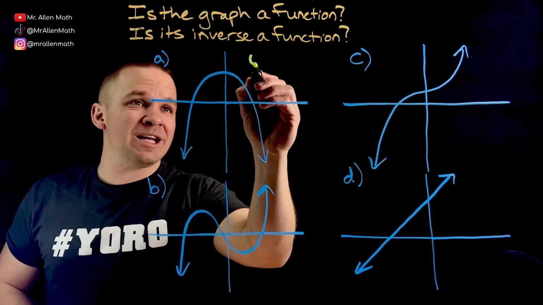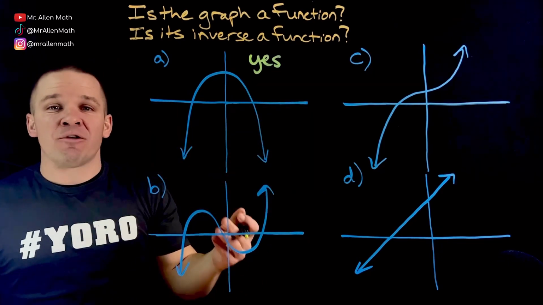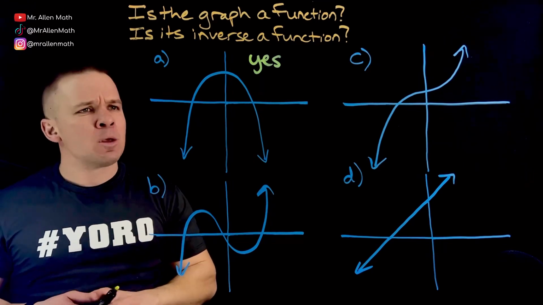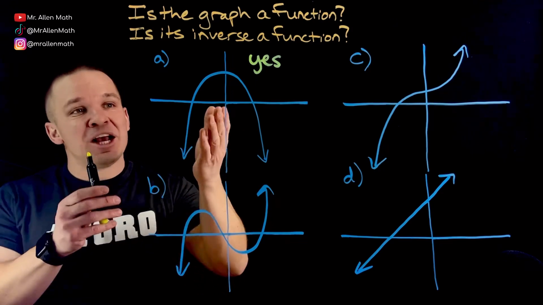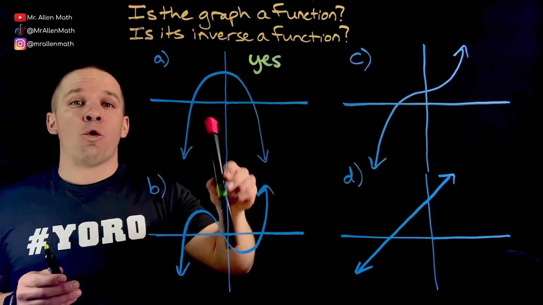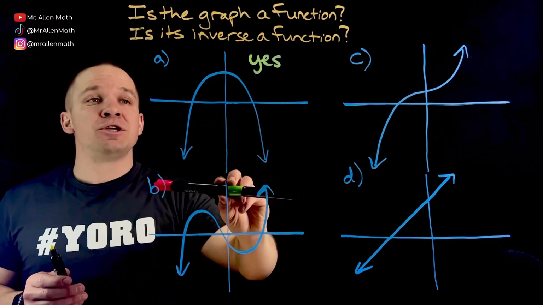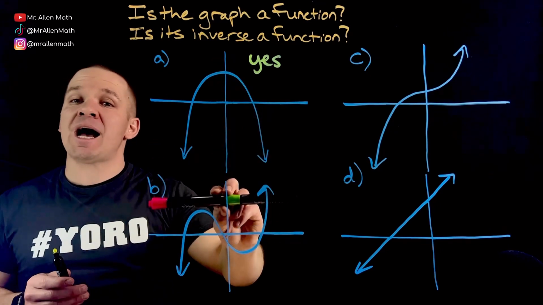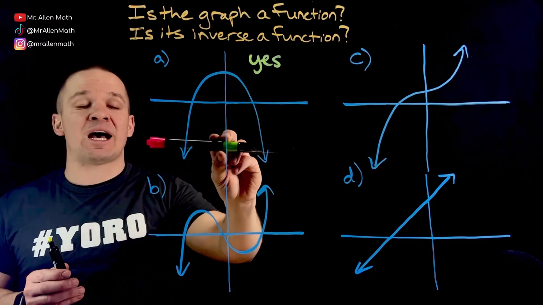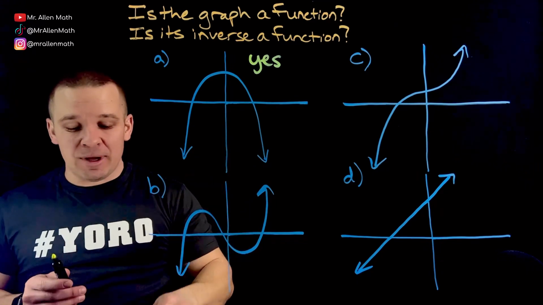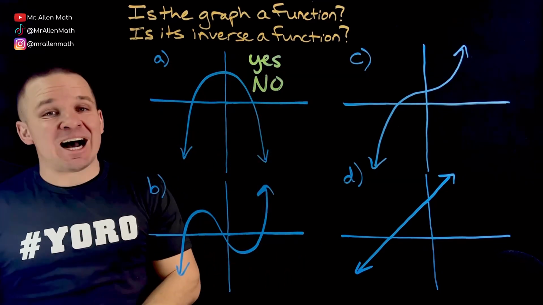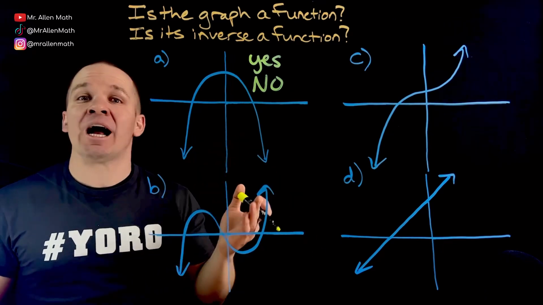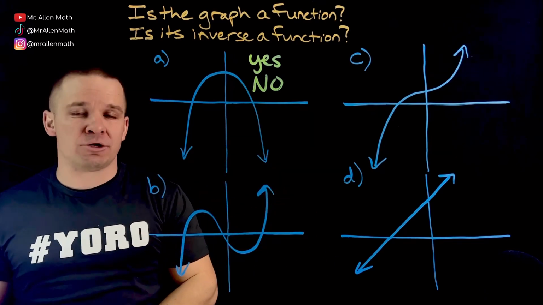So first one, yes, and then is its inverse a function? Well, how do we tell that? We can determine if the graph's inverse would be a function by using the horizontal line test. So does this horizontal line pass through the graph more than once at any given time? Yes, it does. So that means that no, the inverse is not going to be a function for this quadratic.